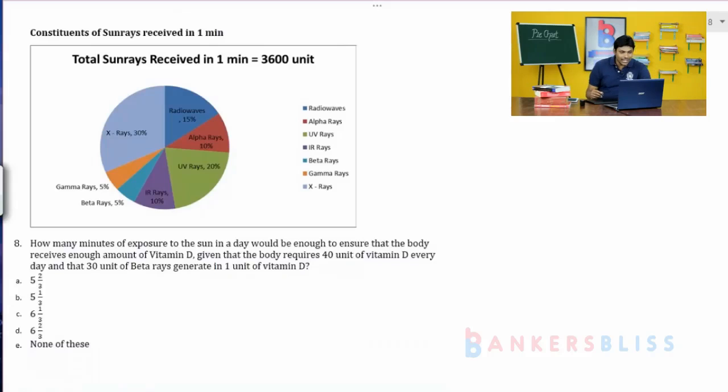See here, beta rays, that is 5%. So 5% on 3600. So 10% is 360, 5% is 180. So 180 per minute you are getting 180 units. Okay, means 30 units of beta rays is equal to 1 unit of vitamin D.